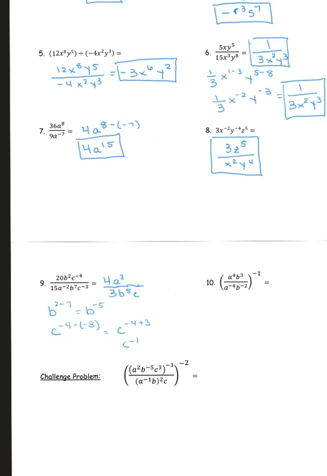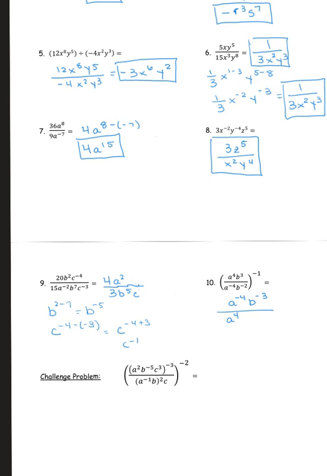Okay. Looking at number 10, I have everything raised to the power of negative 1. So I have a to the 4th, b cubed, all being raised to the power of 1. And I have a to the negative 4, b to the negative 2 raised to the power of negative 1. So again, raising a power to another power, we're just going to simply multiply. So 4 times negative 1 gives me a to the negative 4. 3 times negative 1 gives me b to the negative 3, all over a to the negative 4 times 1, which gives me a to the 4.